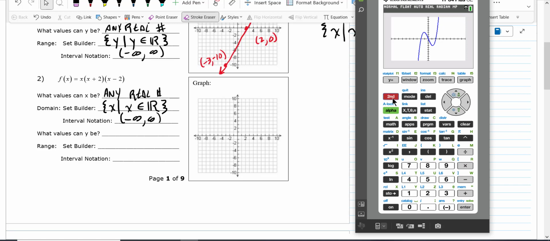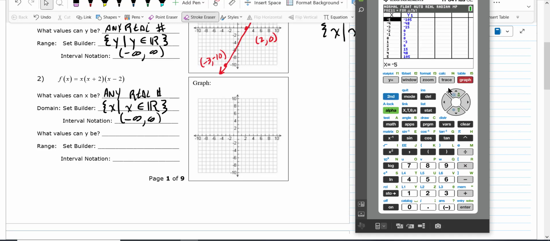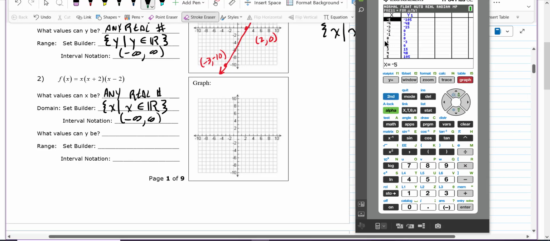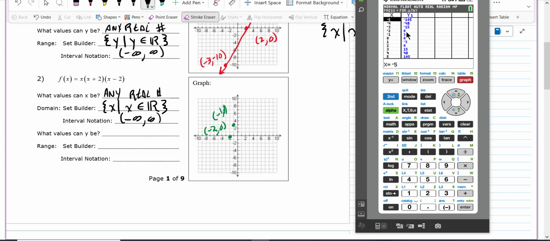Again, you go second, graph. That should open up a table of values, and then just start picking some things that fit on your graph. Like here's negative 2, 0. So I'm going to plot that one. Here is negative 1, 3. Here is 0, 0.